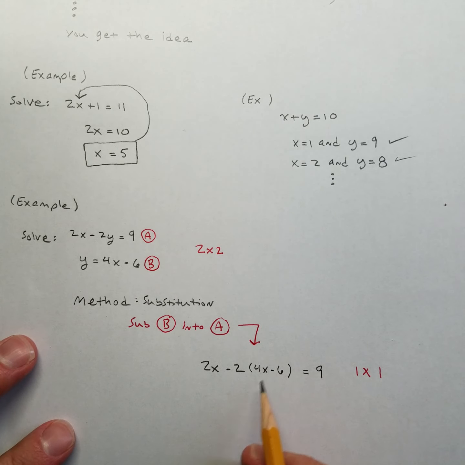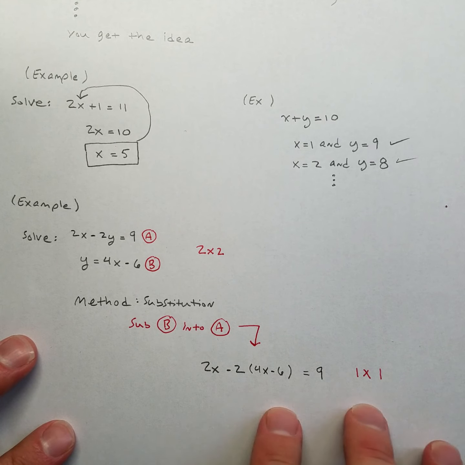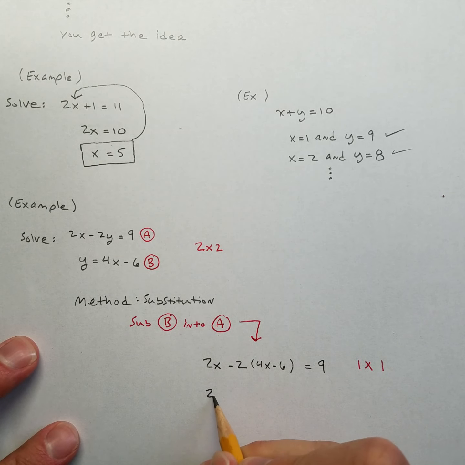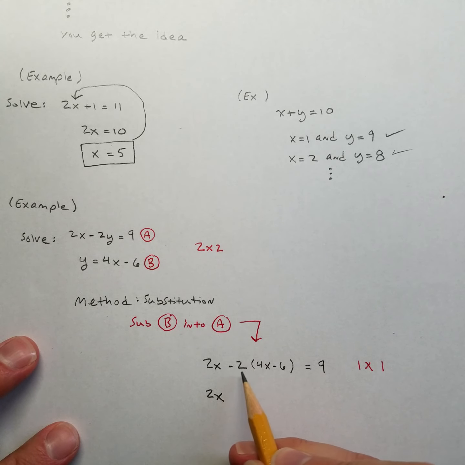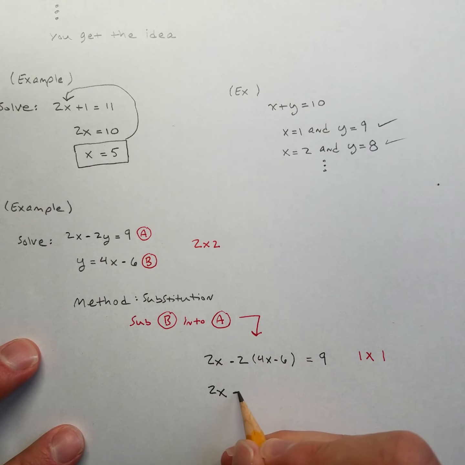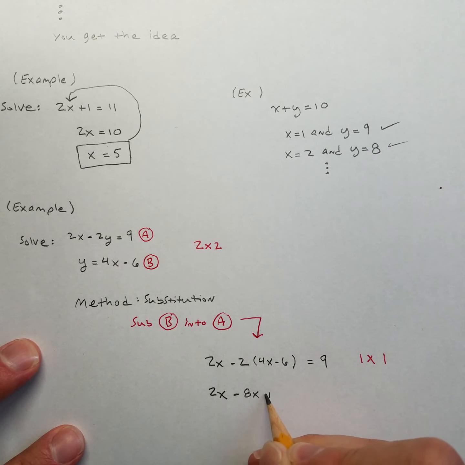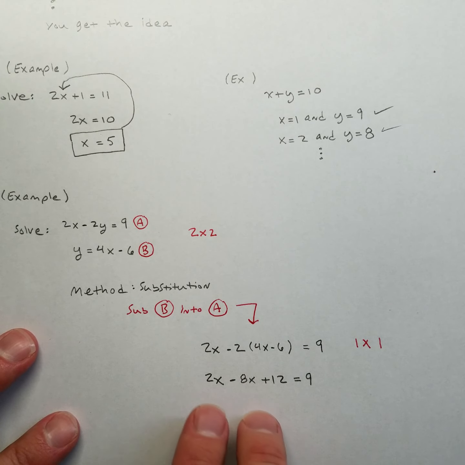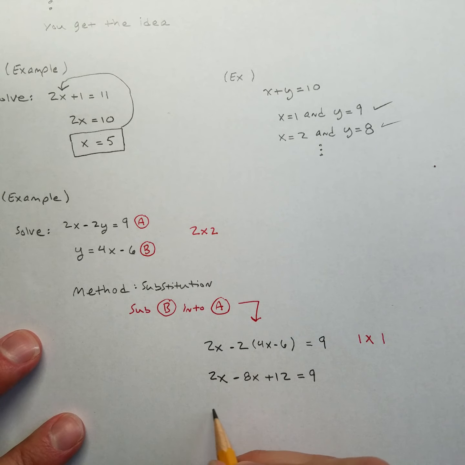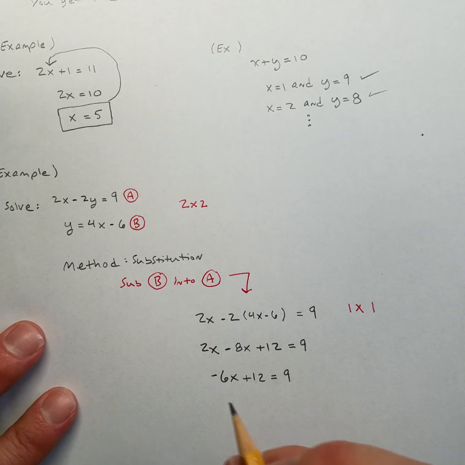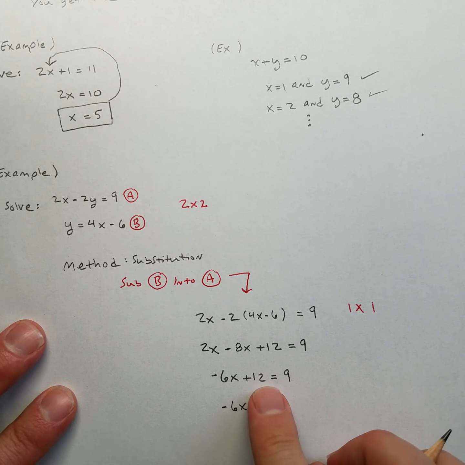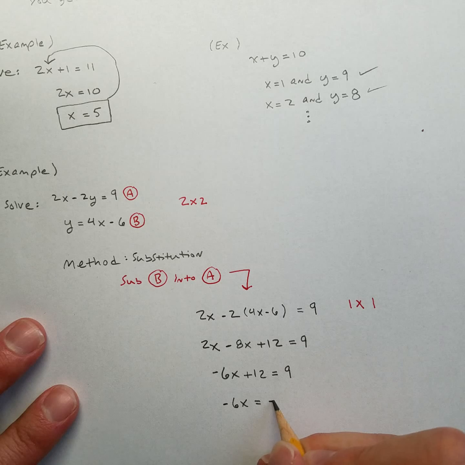So, okay, now I've got this, and I know that I can solve that using things that I already know. So how about this? The 2x, we're going to just leave that. Here we'll multiply through negative 2 times that entire quantity, and we'll get negative 8x plus 12, and we'll get 9. Then we'll combine the like terms: 2x minus 8x gives negative 6x. And then we'll move the 12 to the other side, and we'll get negative 12 over there. 9 minus 12 is negative 3.